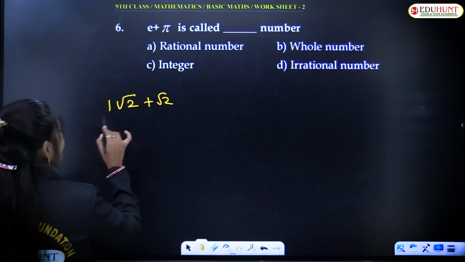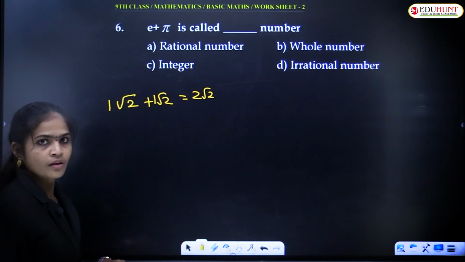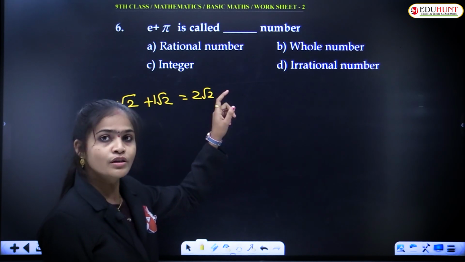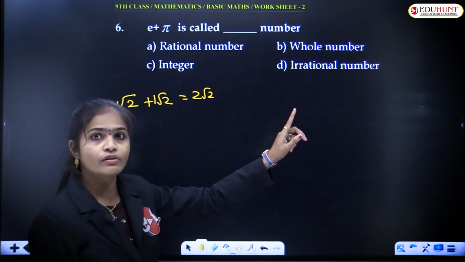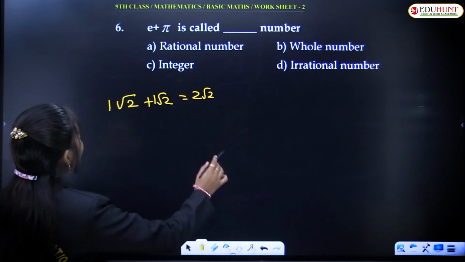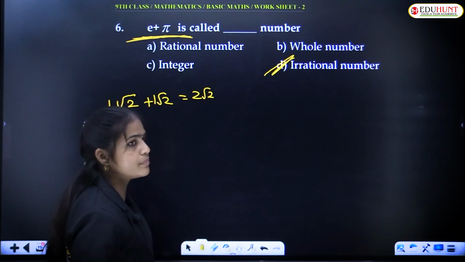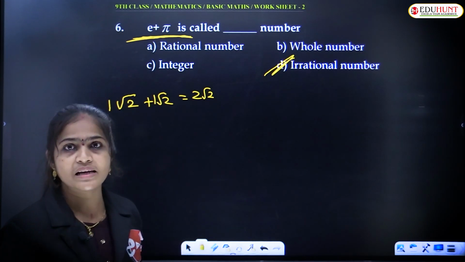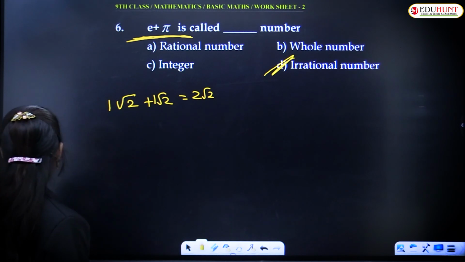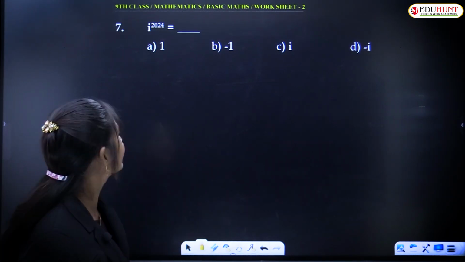Why? Because 1 times root 2, 1 times root 2, again we will get 2 root 2. Okay, 2 is a rational number and root 2 is an irrational number. So 2 into 1.414, again you will get an irrational number only, no? So that's why the sum of two irrational numbers is not always an irrational number. Okay, so next one.